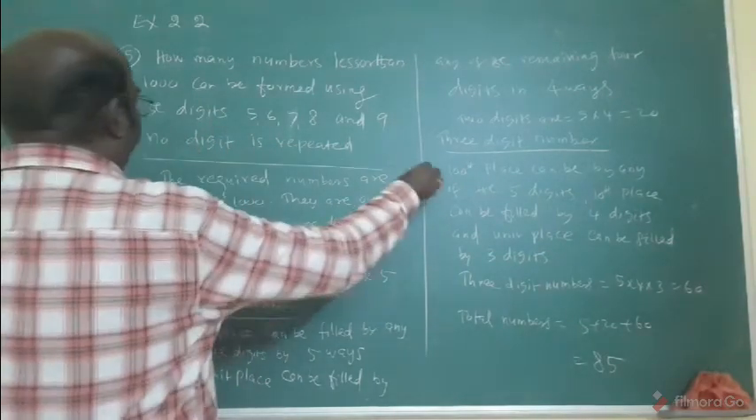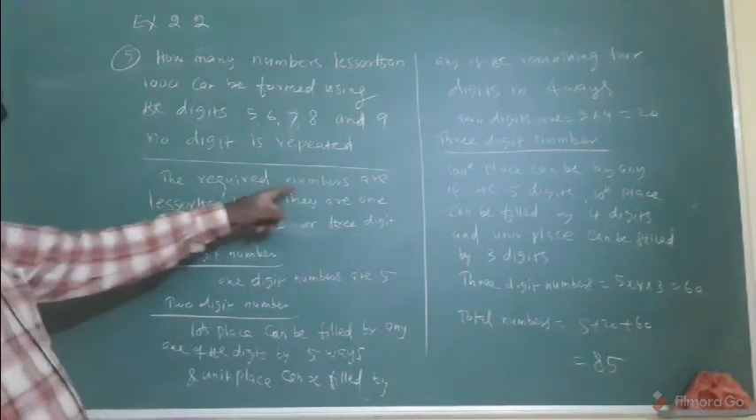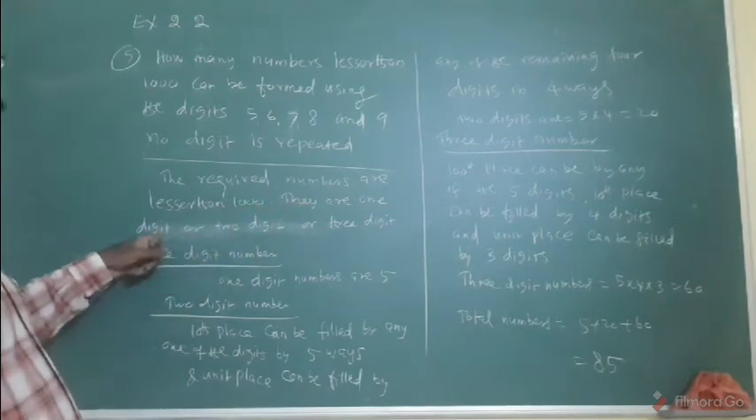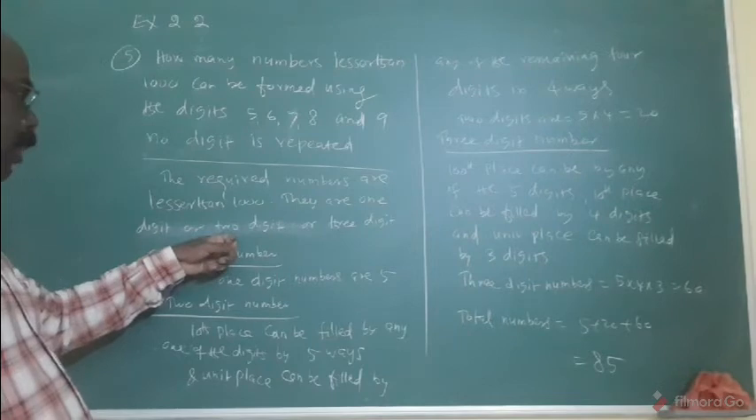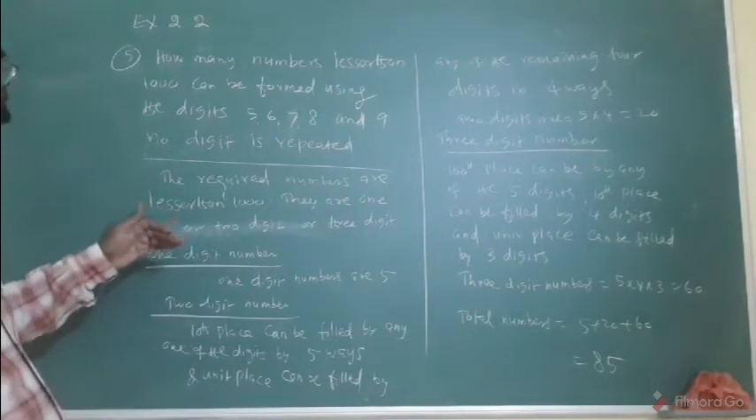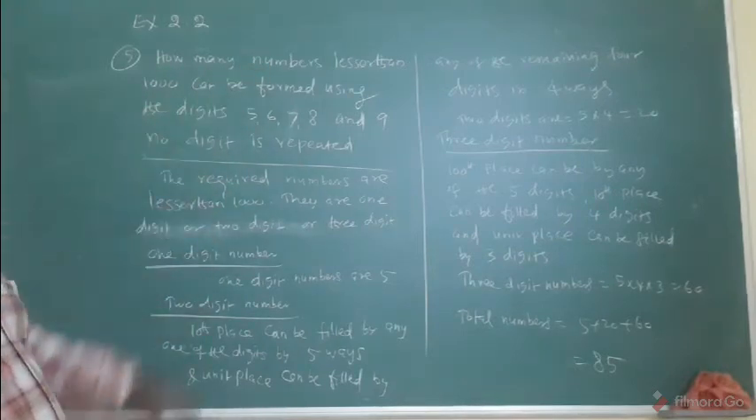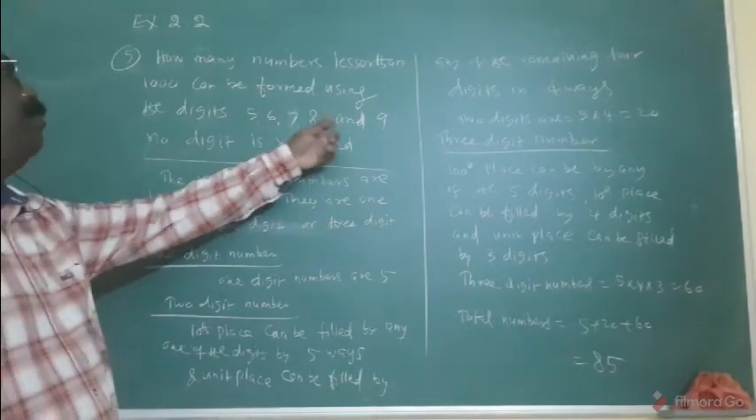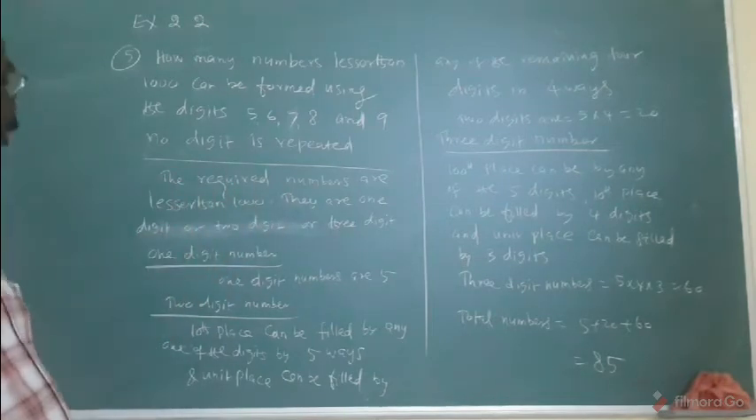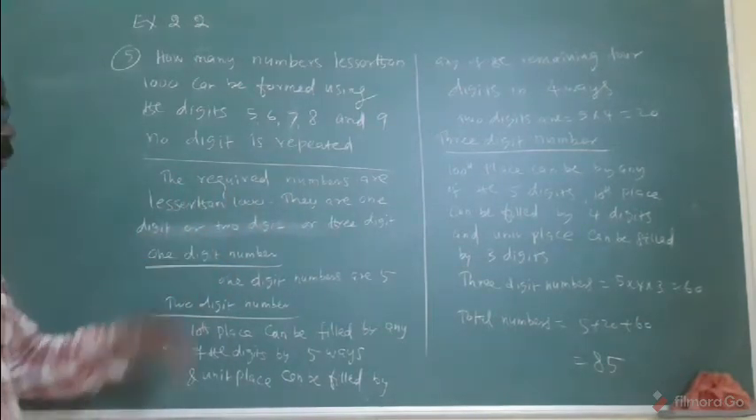I will say here, the required numbers are less than 1000. So there can be 1 digit numbers, or 2 digit numbers, or 3 digit numbers. That's why I will consider the 1 digit numbers first.